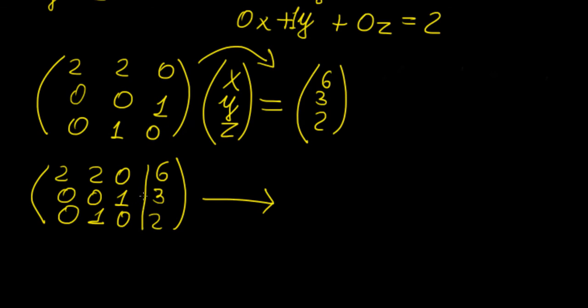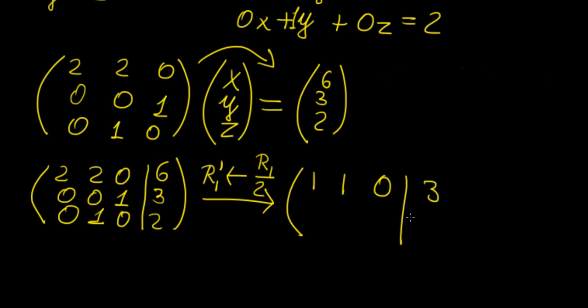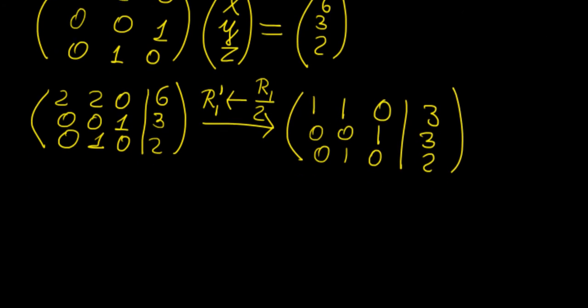So the first thing I would like to do is grab the first row. I'm going to do row 1 prime, which means that this is going to become the new first row. And we're going to plug into that row the following value: I'm going to divide the previous row 1 by 2. So I grab these values, divide each of them by 2. So this becomes 1, 1, 0, and 3. And everything else stays the same. So 0, 0, 1, 0, 1, 0. And then this stays as 3 and 2. So we have now performed an operation on our augmented matrix.